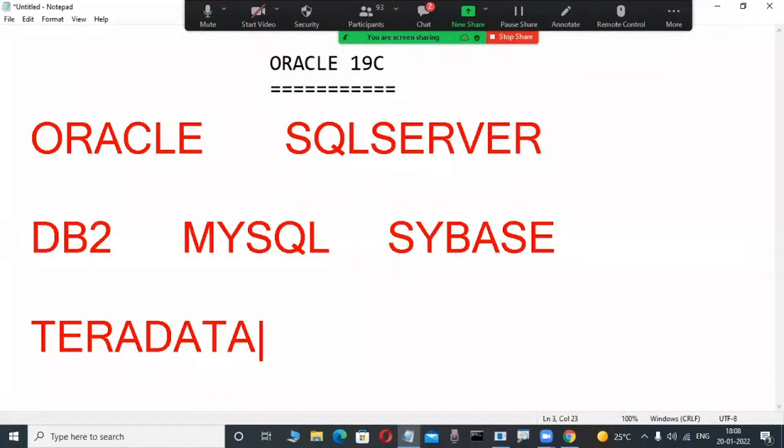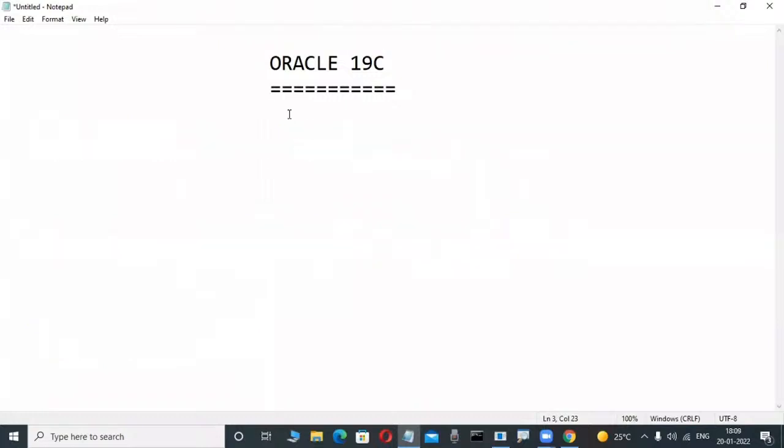Many of you, data warehousing application programmers, may have an idea. Teradata is a database product from NCR Corporation. SQLite is a database product. There are so many database products from different companies. That's why Oracle is always one of the popular database products. Don't write anything, just observe.